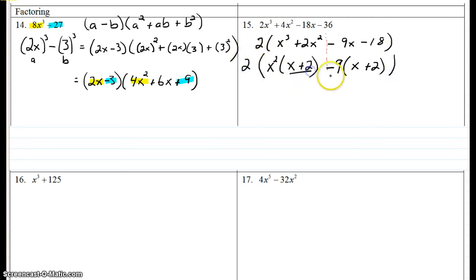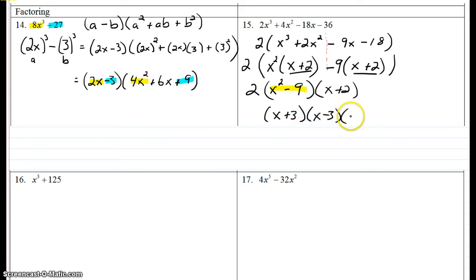Alright, so since the x plus 2's are the same, I can rewrite it. X squared minus 9, x plus 2, bring the 2 down. And so now be careful, you're not done. You always rinse and repeat, you always go back to the start. Can something be factored? And so you're looking at this x squared minus 9, and hopefully you recognize that's difference of squares. So this becomes x plus 3, x minus 3, and x plus 2.